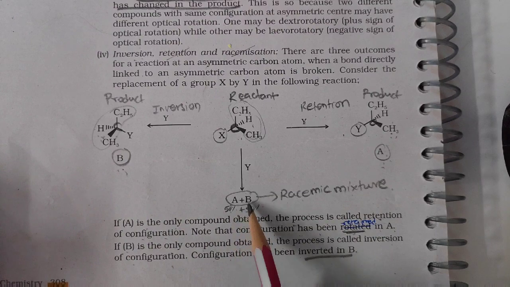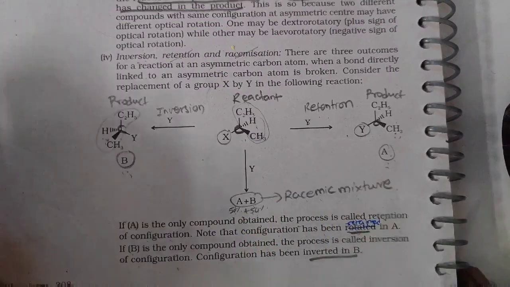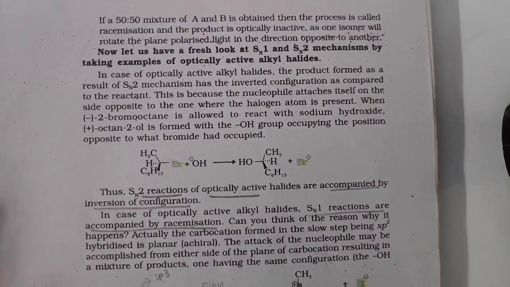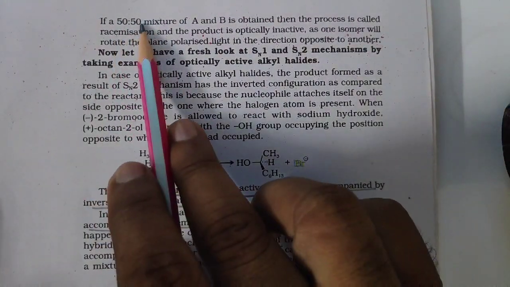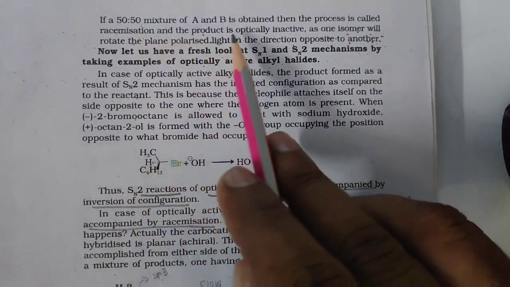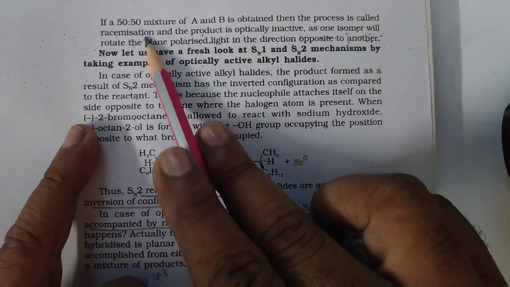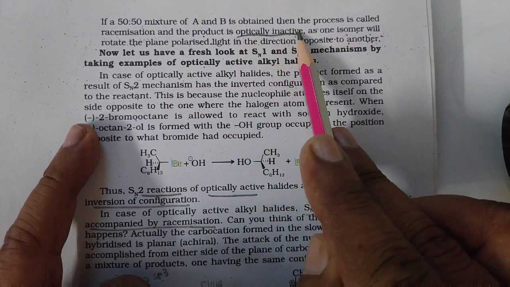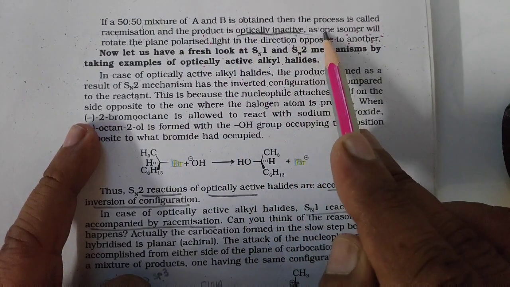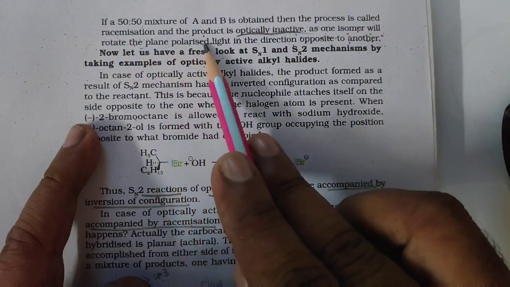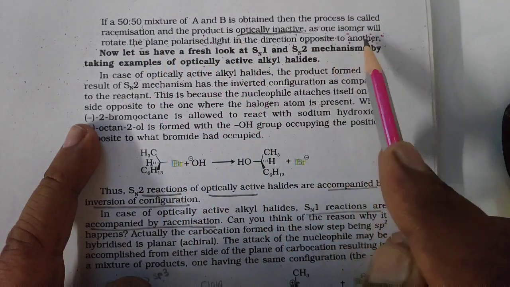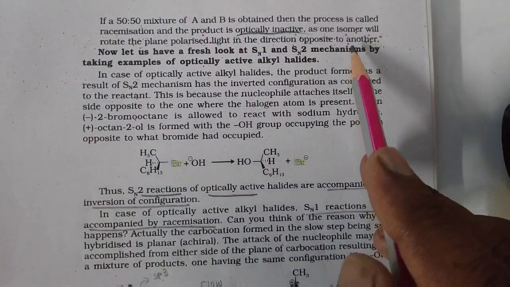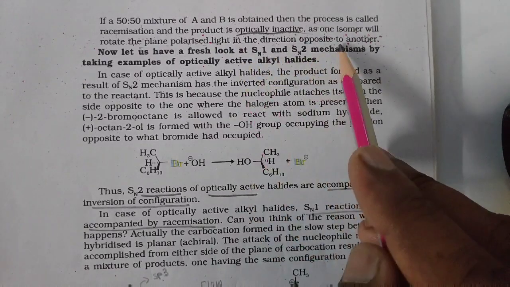Now if I mix this A and B, what will we get? A racemic mixture. That is also given in your textbook, you can see here, right? What is written here? If a 50-50 ratio mixture of A and B is obtained, then the process is called racemization, and the product is optically inactive. That we have already discussed in the earlier videos. One isomer will rotate the plane polarized light in the direction opposite to the other, because one will be dextrorotatory and the other will be levorotatory.